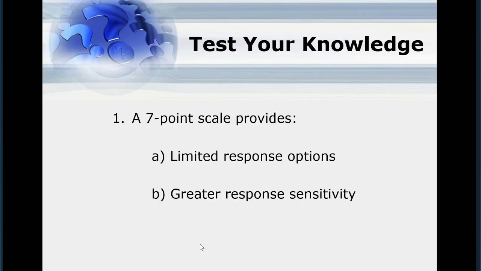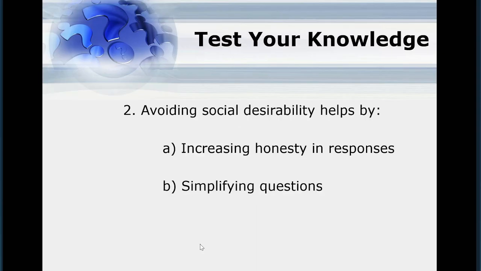A 7-point scale provides limited response options or greater response sensitivity. It is greater response sensitivity. Avoiding social desirability helps by increasing honesty in responses or simplifying questions. It is increasing honesty in responses.